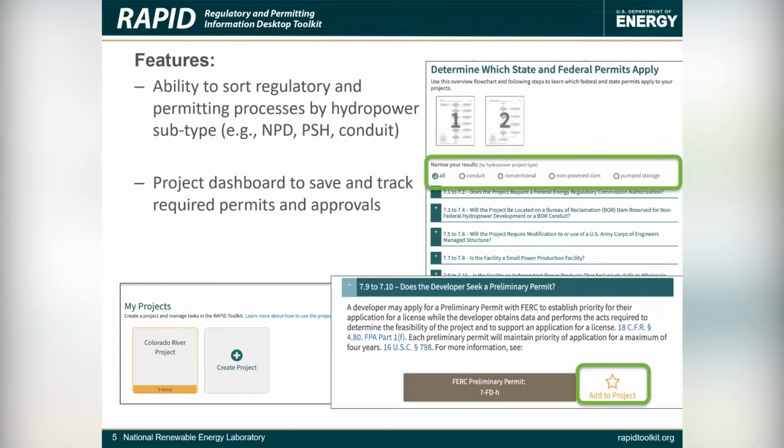Next slide. And this here is just a little icon that you can see that when you get to either one of these questions, identifying a permit that might apply, or if you actually get to that individual page, such as our FERC preliminary permit page, there's always this little star icon that if you click that, it will add that to your project and then allow you to select which project you'd like to add it to. Next slide.